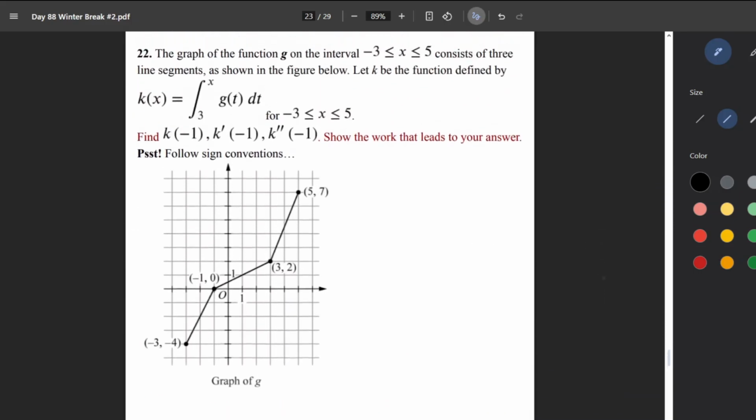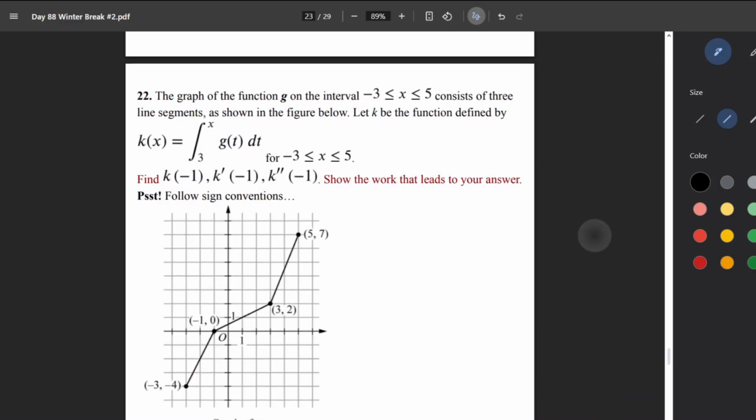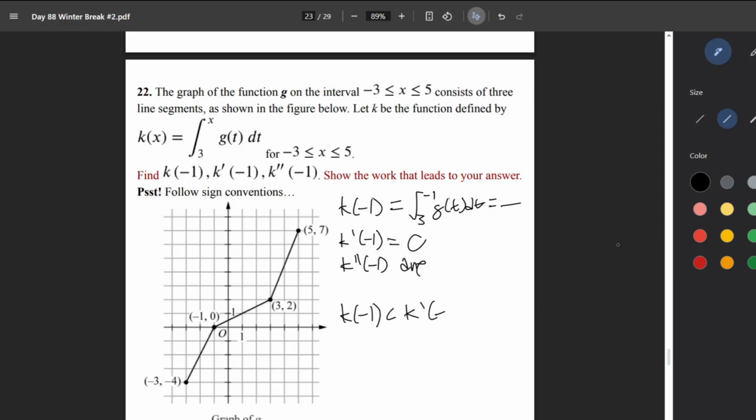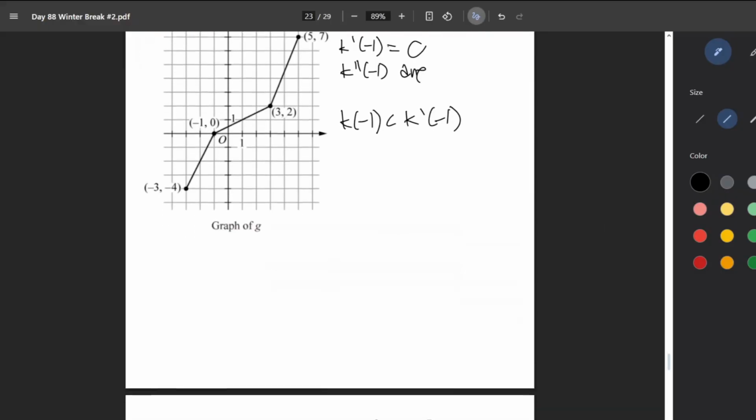Hopefully don't jinx it. Okay, k of -1. So 3 to -1 is negative still, so k of -1 is the integral from 3 to -1 of g of t, which is negative. Okay, k dash of -1, which would just be the value, equals 0. Then k double dash of -1 does not exist because there's a sharp corner. So I believe you would just have k of -1 and then k dash of -1. You wouldn't rank this one because it doesn't exist. So how can you rank something that doesn't exist?